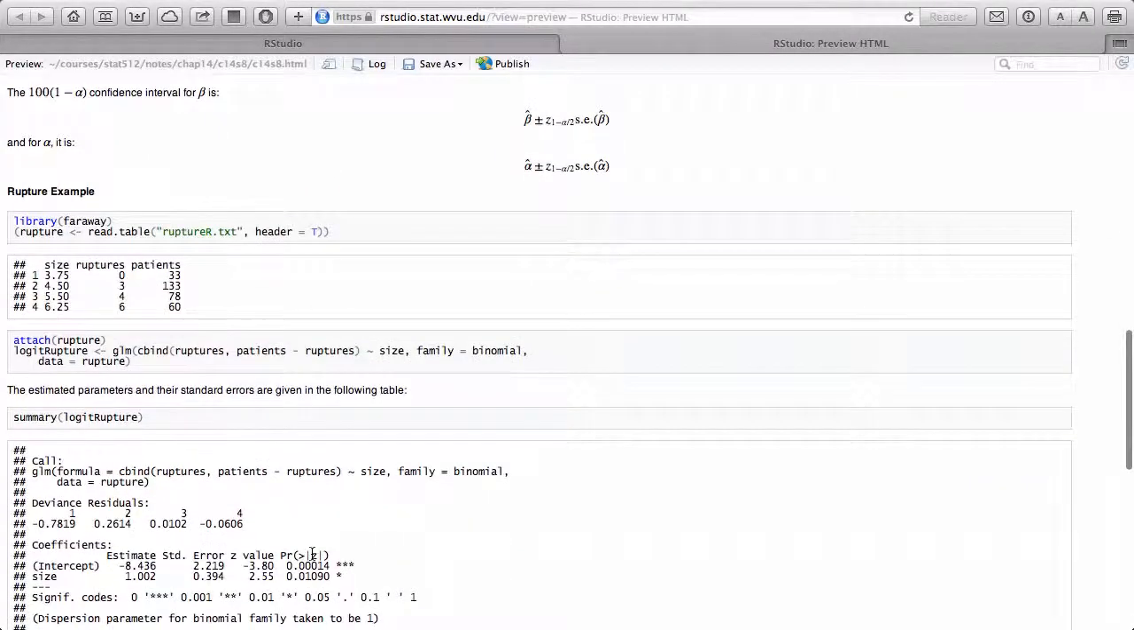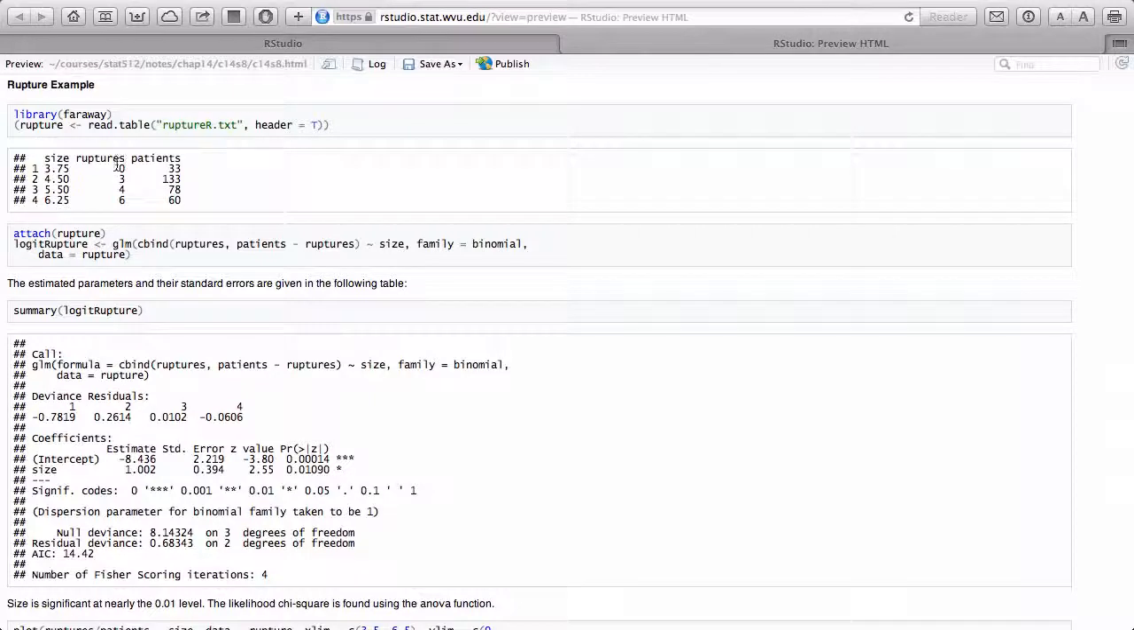Well, getting back to this, let's now look at the example. So we have ruptures, and we want to know whether or not the probability of a rupture depends upon the size of the aneurysm. There are a couple ways we can represent this model, but you'll notice one big difference in the model: GLM, not LM. GLM stands for Generalized Linear Models.